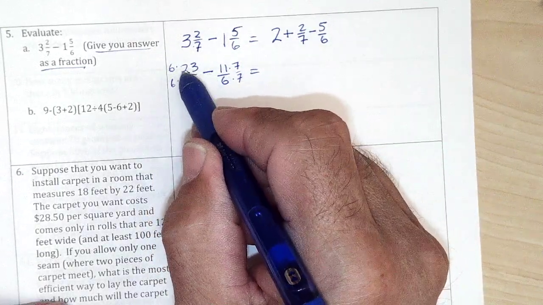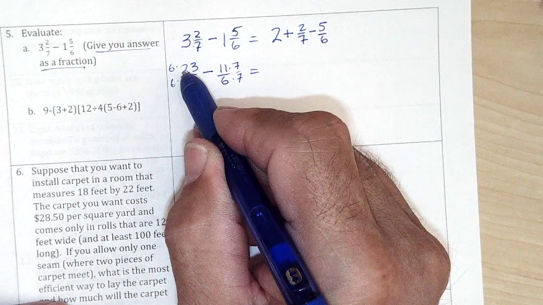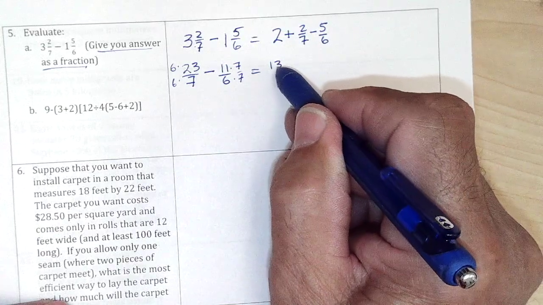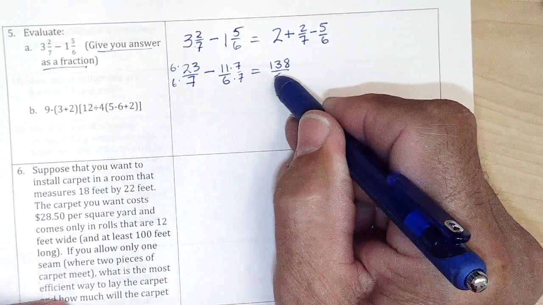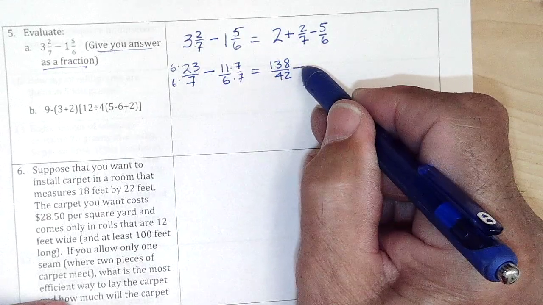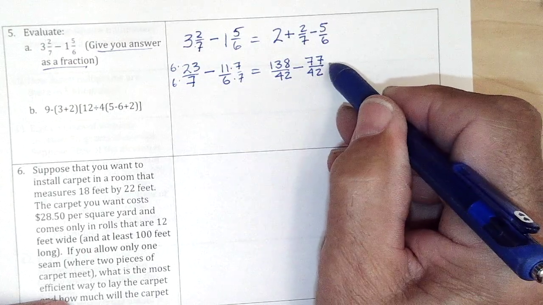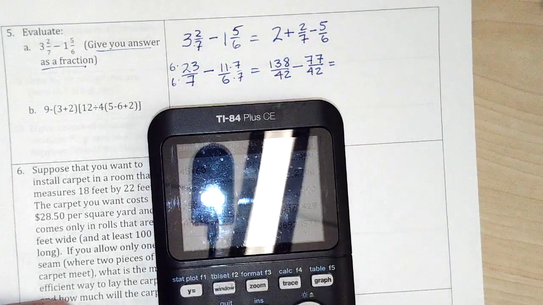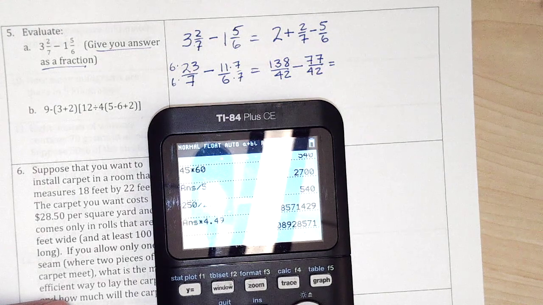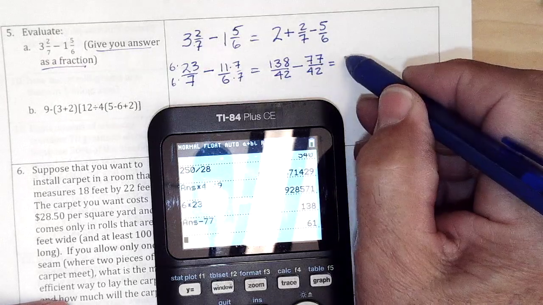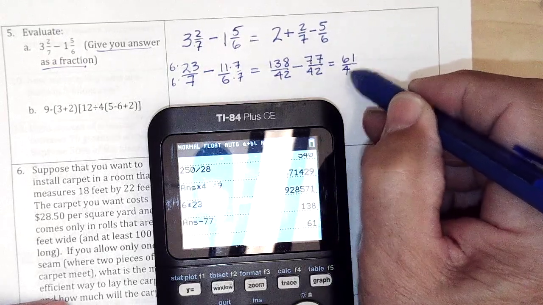So I'd get 38 over 42 minus 77 over 42, which is, let's just make sure I did my arithmetic correctly, 6 times 23. So 138 minus 77 is 61 over 42.